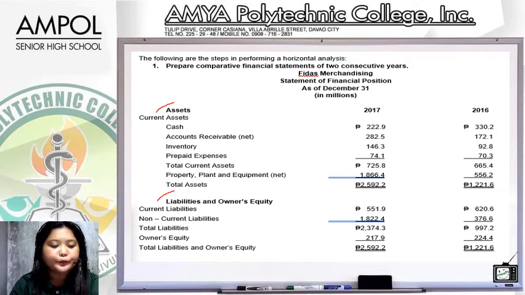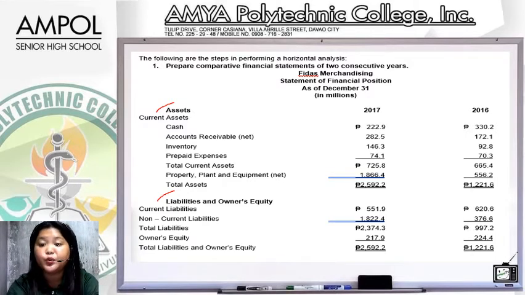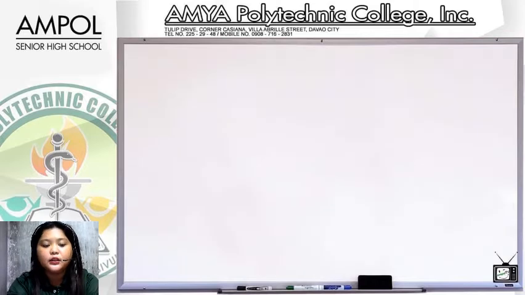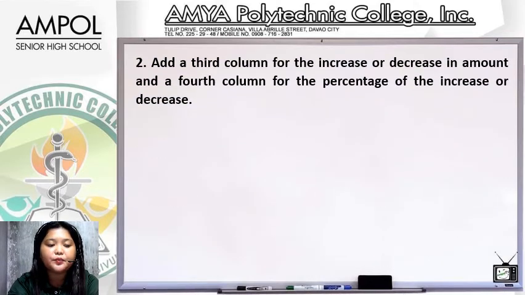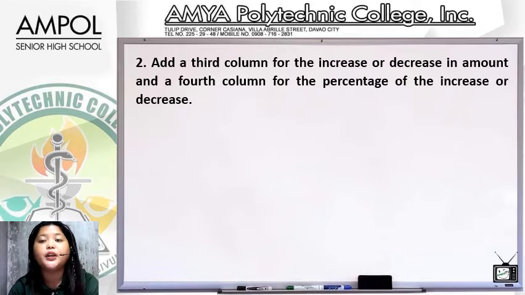Okay, so this is how you are going to prepare comparative financial statements of 2 consecutive years. The first step, which I told you a while ago, is to prepare comparative financial statements of 2 consecutive years. The second step is to add a third column for the increase or decrease in amount and a fourth column for the percentage of the increase or decrease. So how are we going to do that?